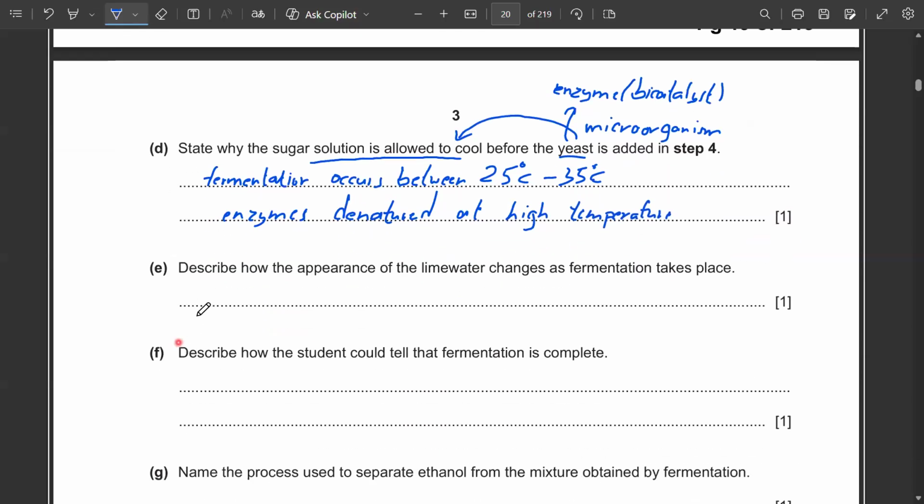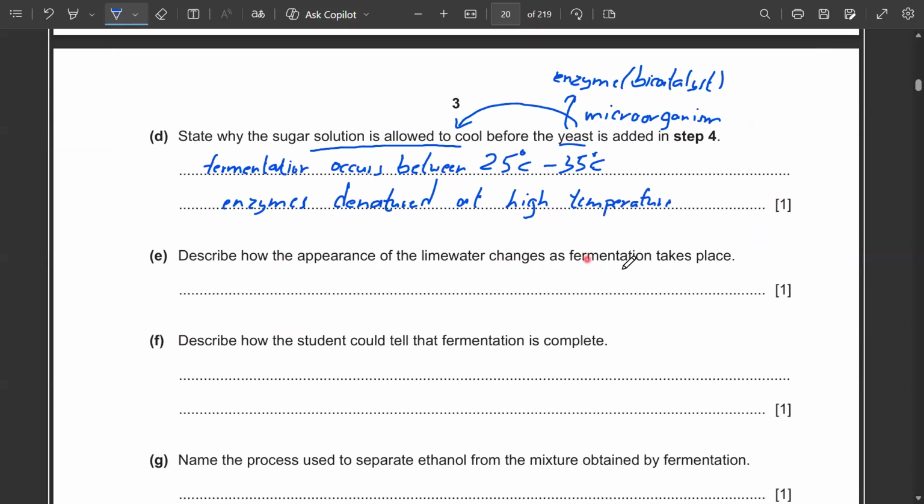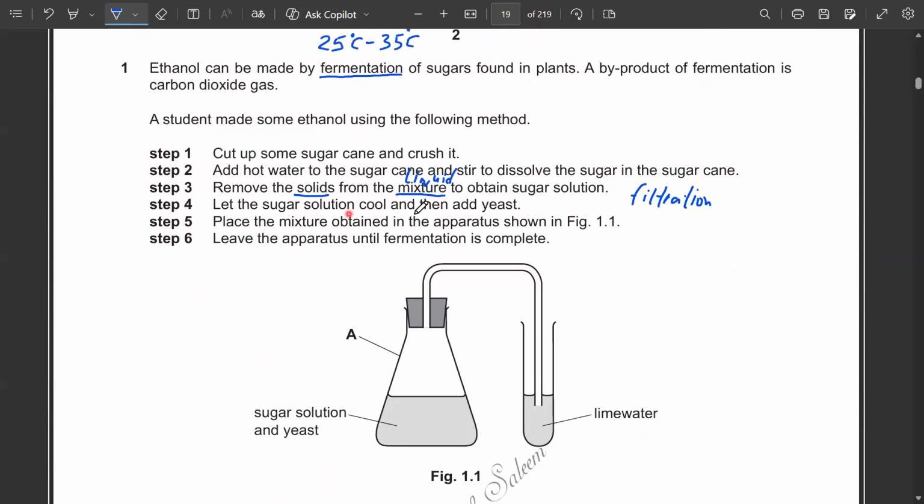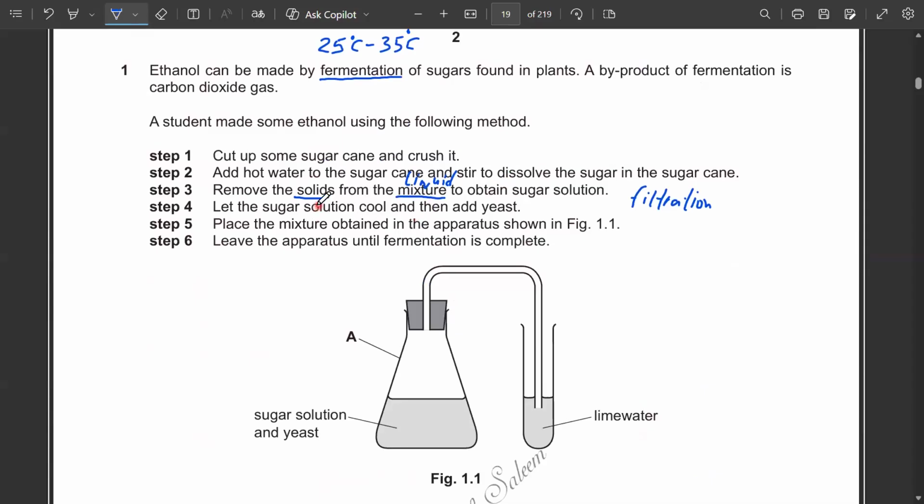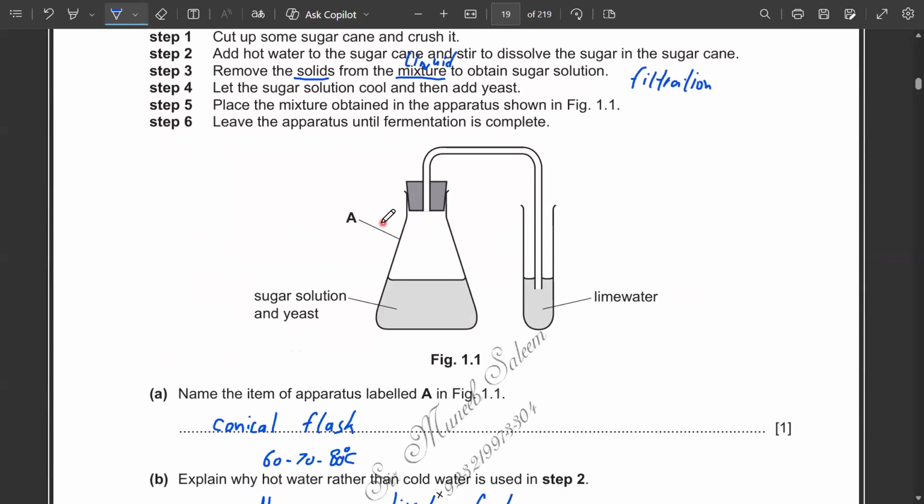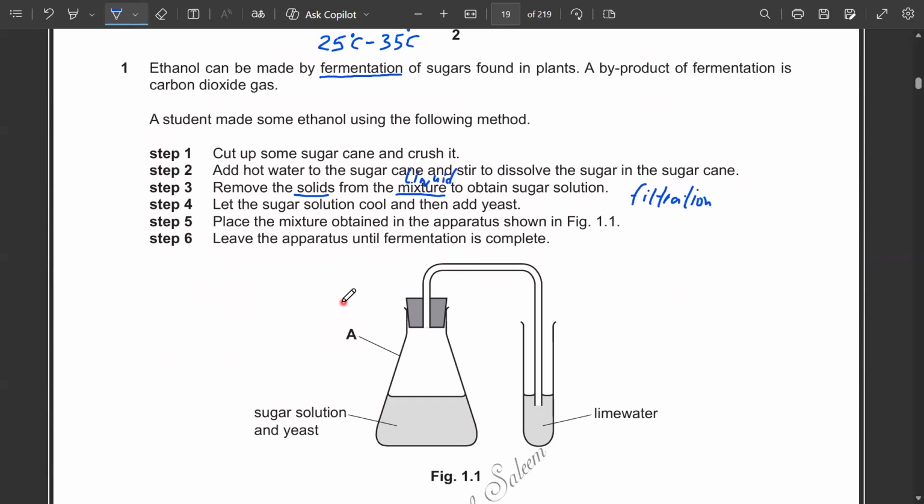Then next part is E. Describe how the appearance of lime water changes as fermentation takes place. So if we go back over here, during the fermentation of the sugars, we remember there is a formation of carbon dioxide. If you remember the equation, C6H12O6, if it goes through the fermentation method, it produces carbon dioxide plus water.